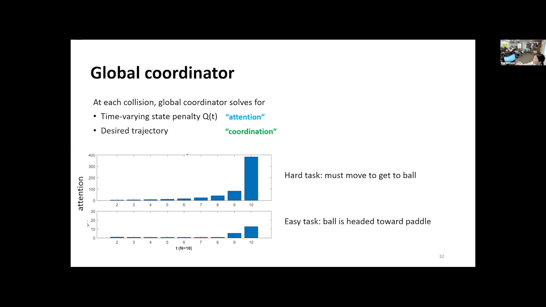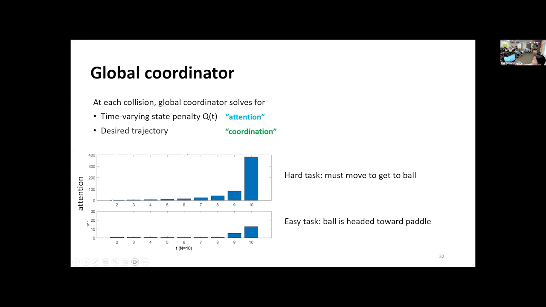So yeah, we're very, very loose with the word attention. Just think of it as Q. Now we can look at the values of Q for different types of tasks. The top one is a hard task where, from this hand's perspective, the ball is going somewhere that is not where it is, so it has to move to go get it. And the second one is the easy task where the ball is already coming towards you.